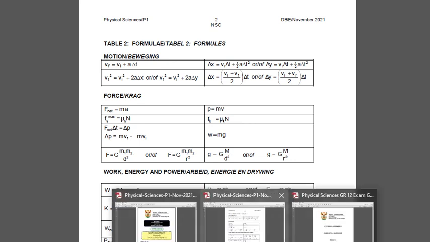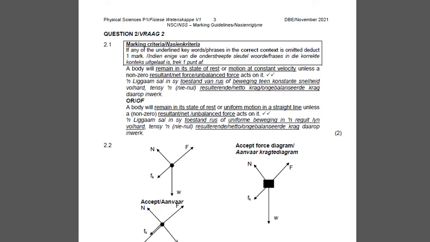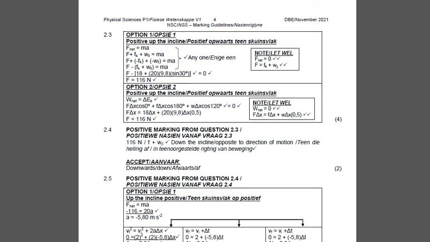The next document is called the marking guidelines. A lot of us are used to the word memo, where we say that the memo is the document that tells us the answers and how we should mark the question paper. But the correct term that we use is the marking guidelines. If you go through the marking guidelines, you are going to see exactly how the teachers are going to mark your question papers.